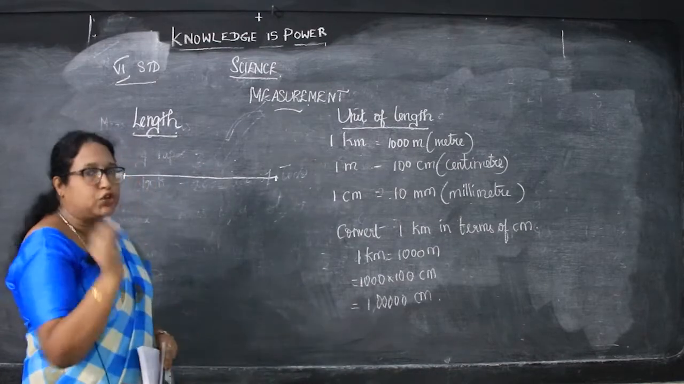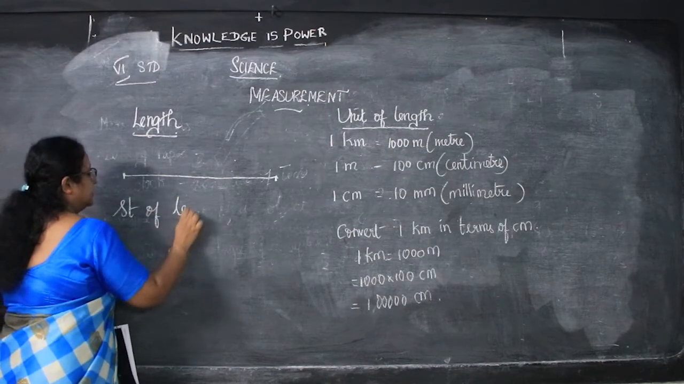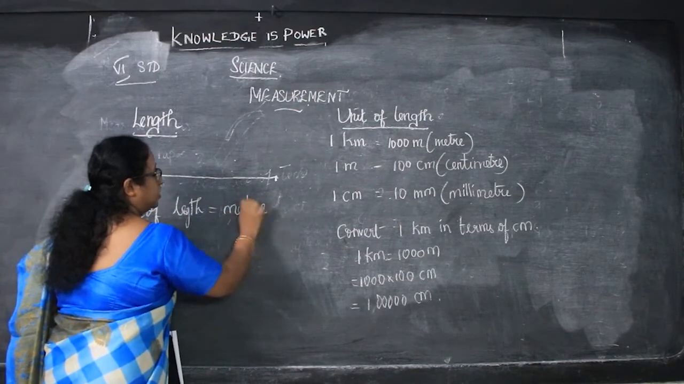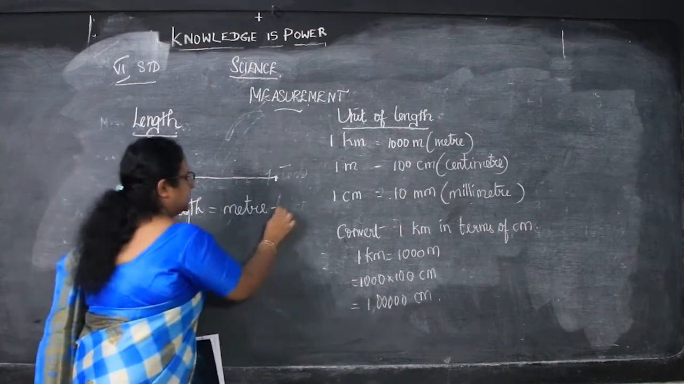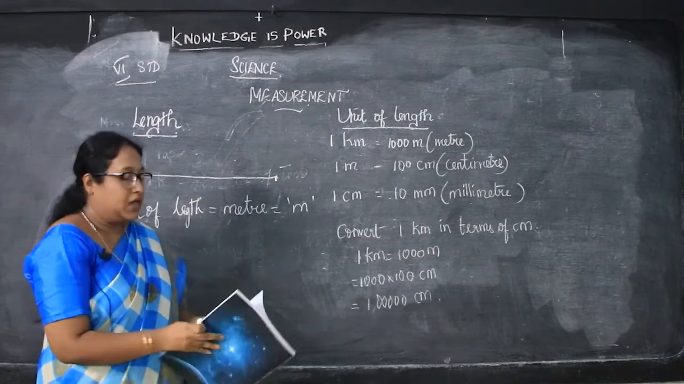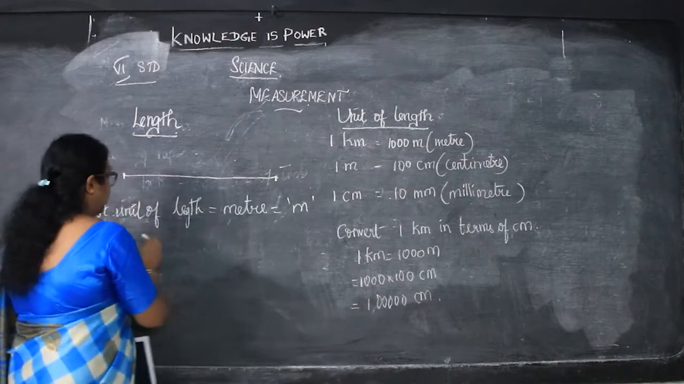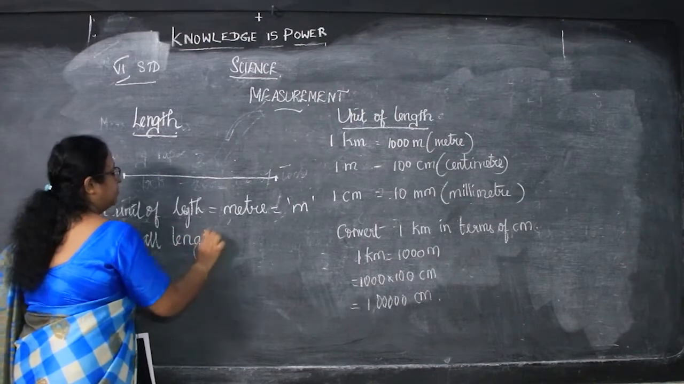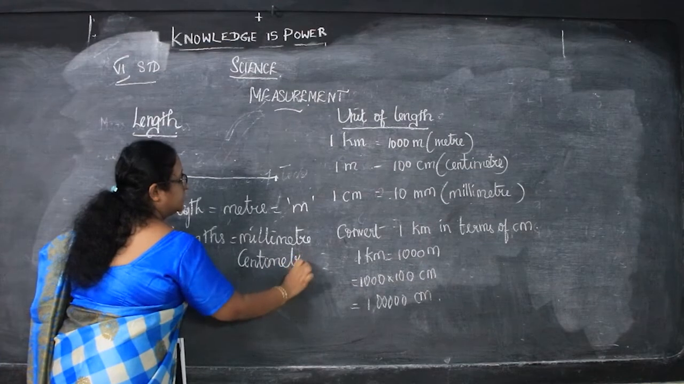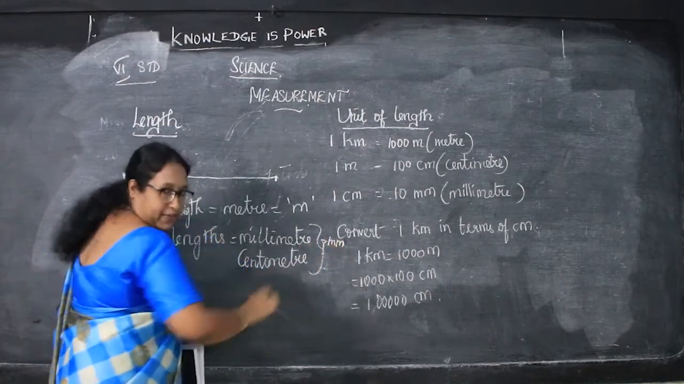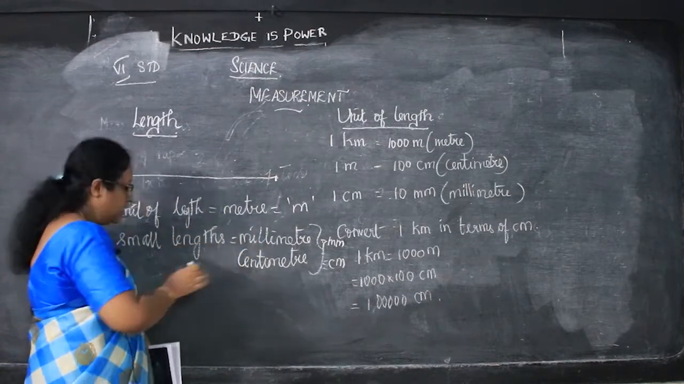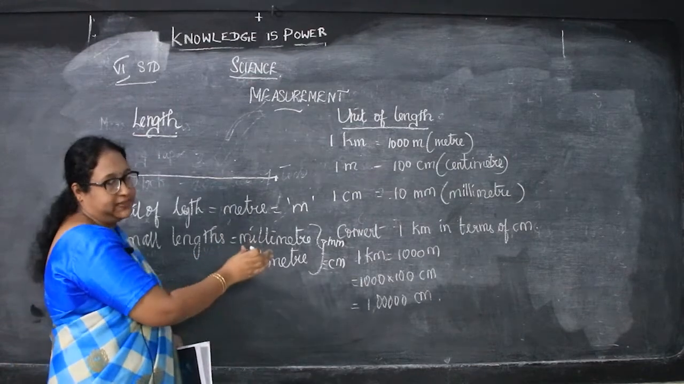Now we are going to see the unit of length. The standard unit of length is the meter. It can be represented as m, because we cannot always write meter, M-E-T-R-E, so it is represented in short form as m. Very small lengths can be measured in millimeter and centimeter, represented as mm and cm. So the unit of length is meter, represented as m, and the smaller lengths like millimeter and centimeter are represented as mm and cm.